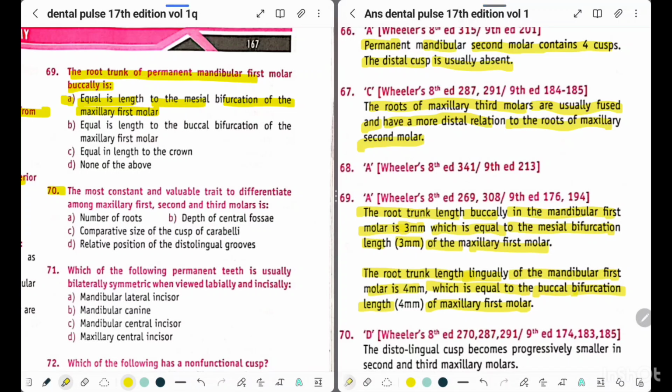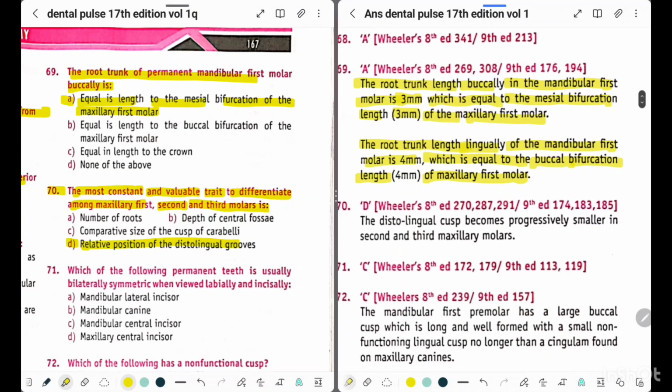Okay. Now question 70. The most constant and valuable trait to differentiate among maxillary first, second and third molar is. So its options are number of roots, depth of central fossa, comparative size of cusp of Carabelli, or relative position of the distolingual grooves. So its answer is relative position of distolingual grooves. The distolingual cusp becomes progressively smaller in second and third maxillary molars.